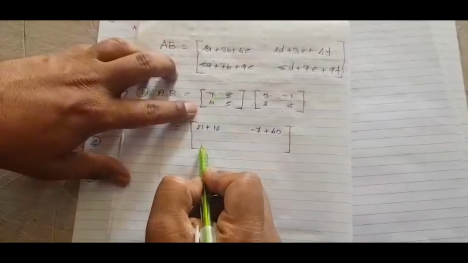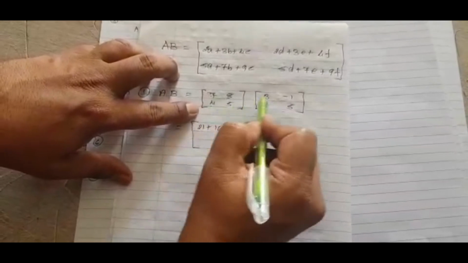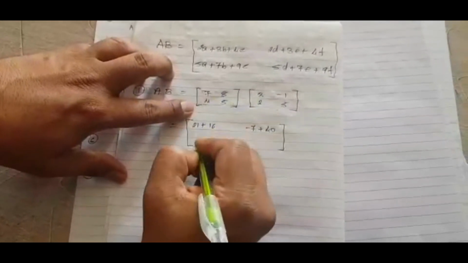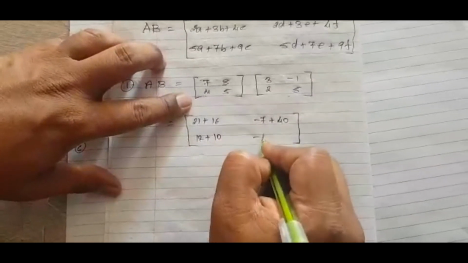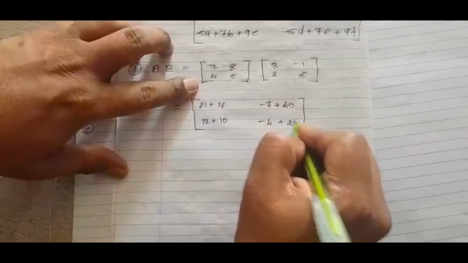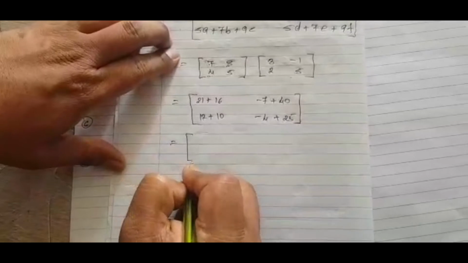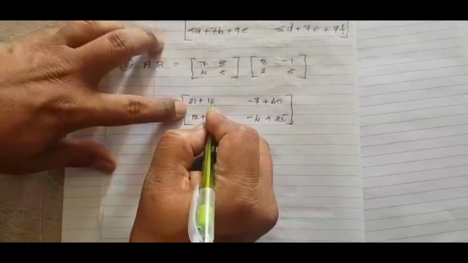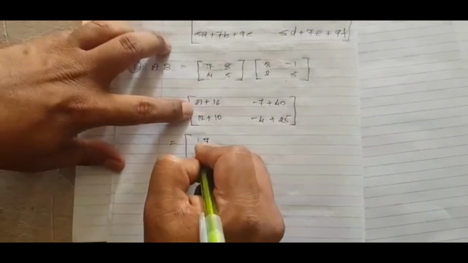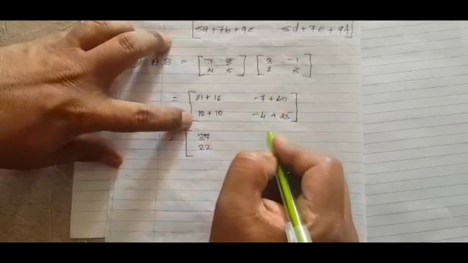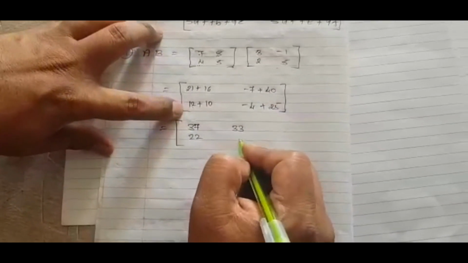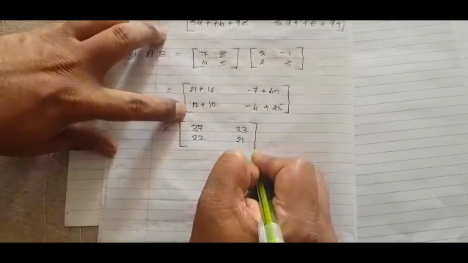Similarly, this place is second row, first column. So 4 we multiply with this 3. So 4 3s are 12 plus 5 2s are 10. Minus 4 plus 25. So make it slow operation. 16 and 21 is 37, 22, 40 minus 7 is 33, and this will be 21.